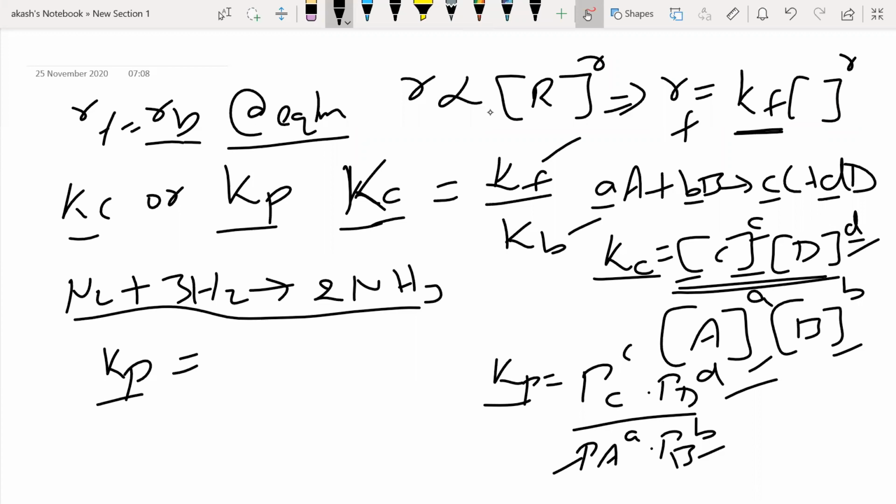Shruti, can you tell me the answer for Kp now for this reaction? Yes, sir. Yeah, tell me. Numerator is what? What is the product? 2 NH3. So partial pressure of NH3, right? Power? It's 1, sir. See, look at the stoichiometric coefficient, right? Stoichiometric coefficients come in the power. So power 2, divided by, then, only the reactants.